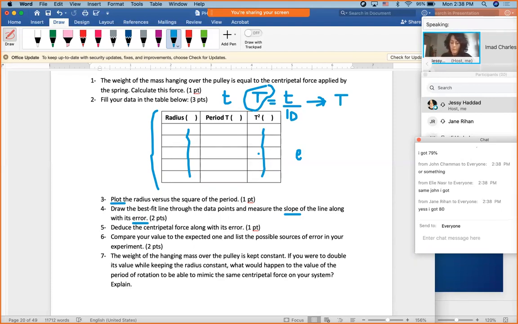So plot and slope and error on the slope, keep it in centimeters, then convert to be able to find the centripetal force or the hanging mass or whatever they ask you to. Okay? Yes, that's what I did, honestly.